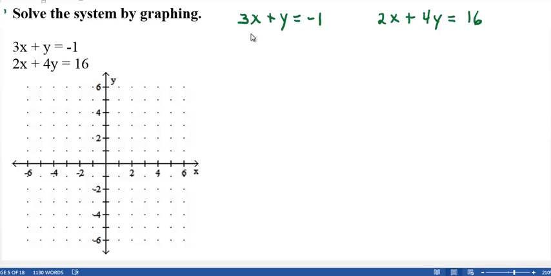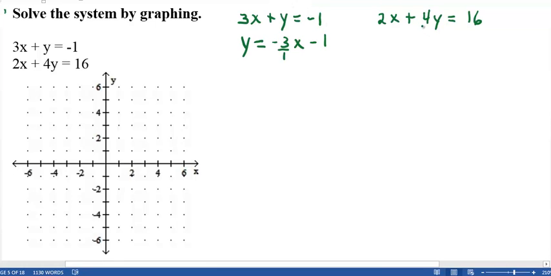In order to do that, I'm going to move the 3x from the left-hand side to the right-hand side by taking the opposite. So this gives me y equals, and again, when I move the 3x over, it becomes -3x - 1. And I always express my slope in the form of a fraction. So y would equal -3/1 x - 1 would be this equation in slope-intercept form.